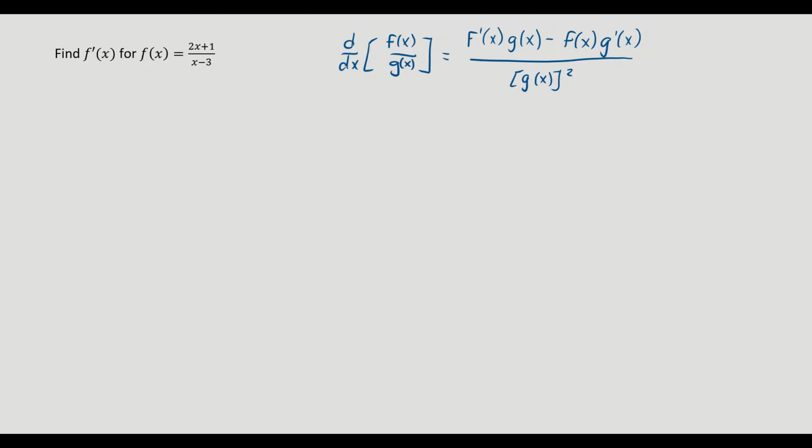And this first one is not too hard. We're going to try and get through it pretty quickly. So if I find f prime of x of this, I'm going to take the derivative of the top function, which is just 2, using the power rule there, times the bottom function minus the top function times the derivative of the bottom, which is just 1. And that's all divided by x minus 3 squared.